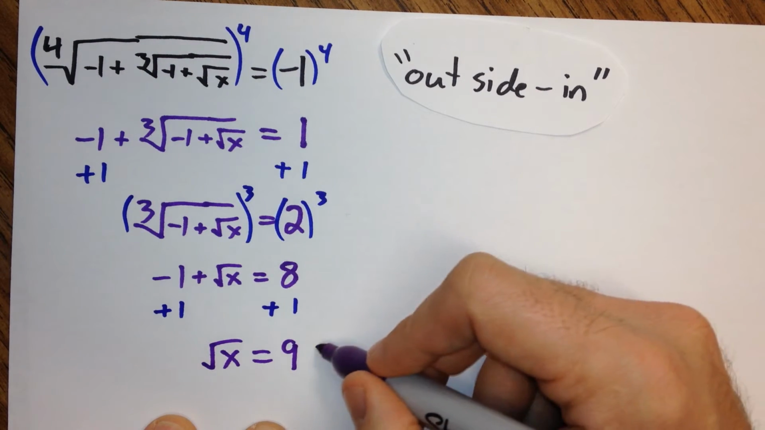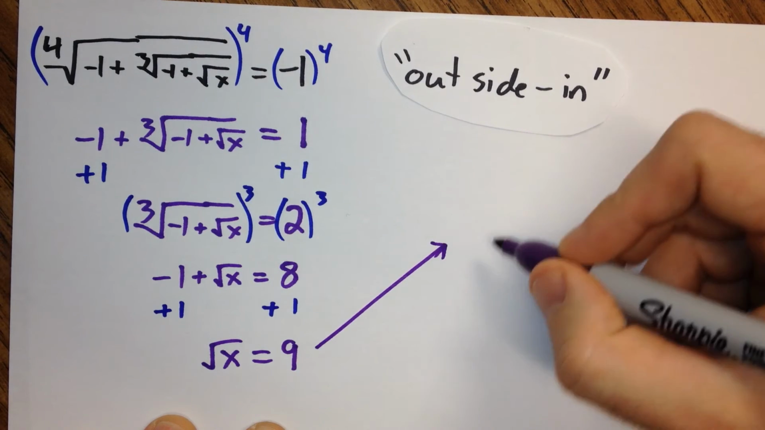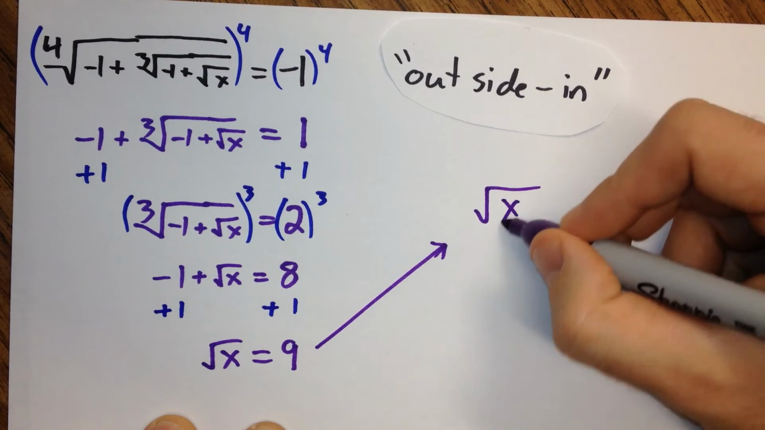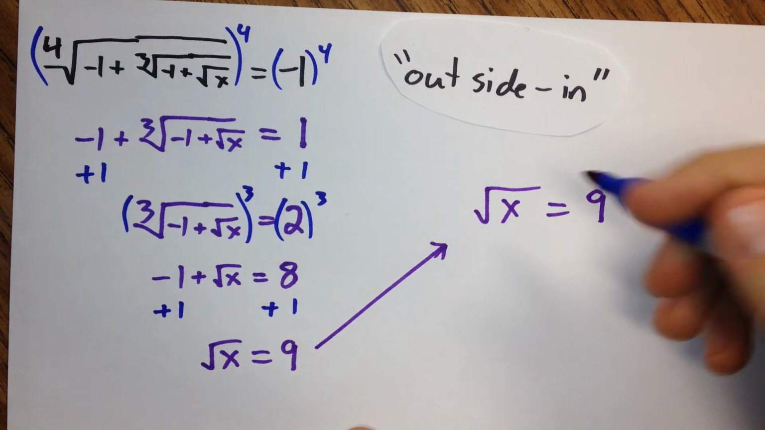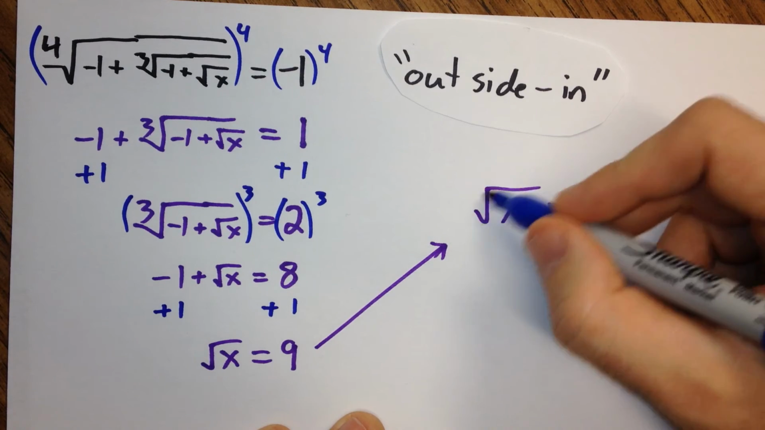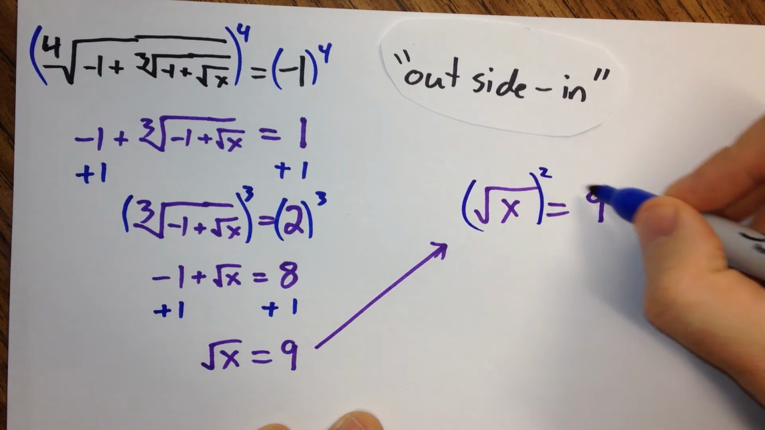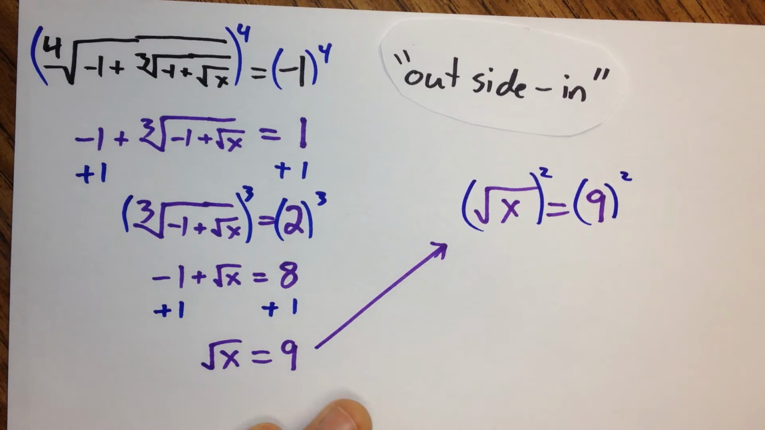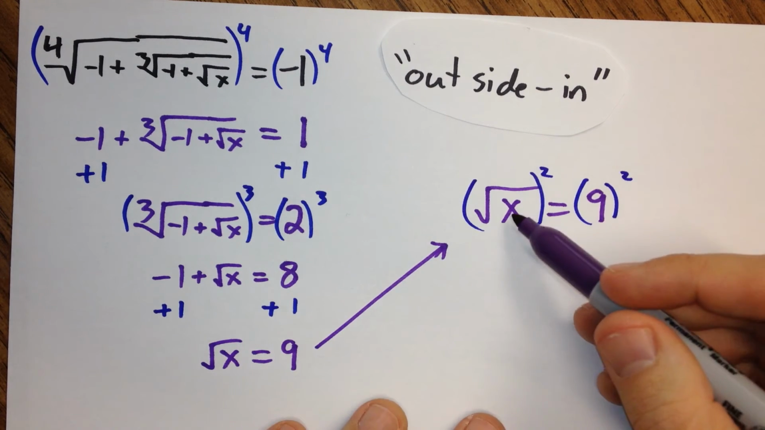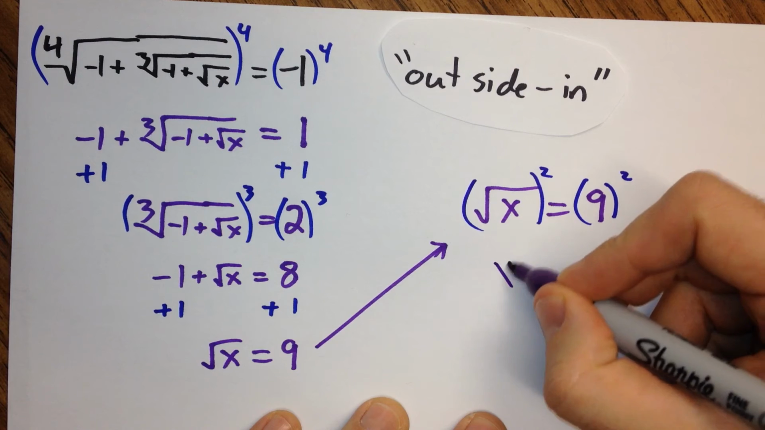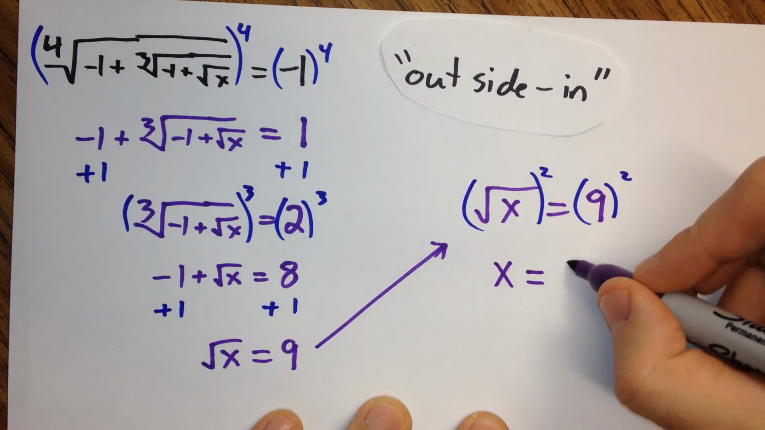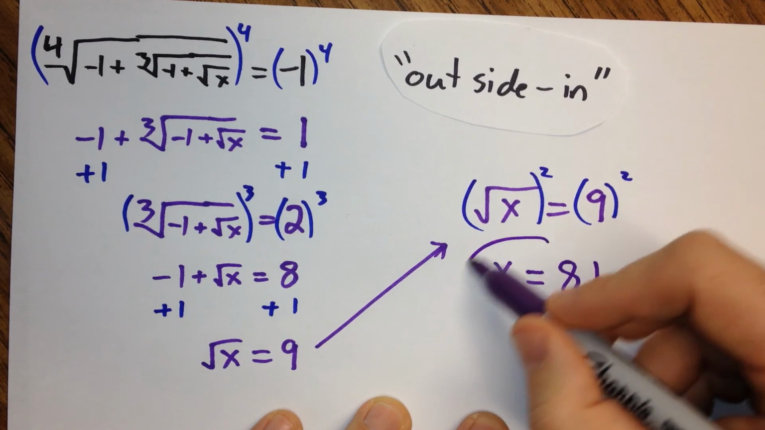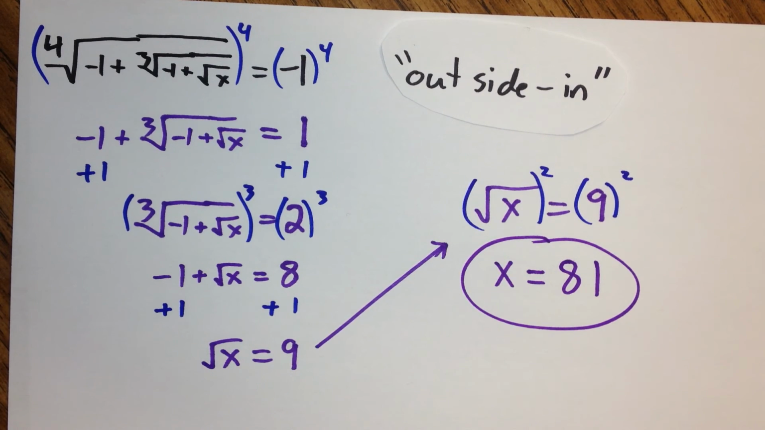Let's give ourselves a little more space, so I'll draw a little arrow here, and we'll rewrite what we had. This is just so you all can see what's going on. One last step. The last step is to get rid of the square root sign. You have learned by this point in the lesson that we get rid of the square root by squaring. The square root of x squared is just x. The square root and the square undo each other. On this side we have 9 squared, which is 81. And so there's our solution, x equals 81.